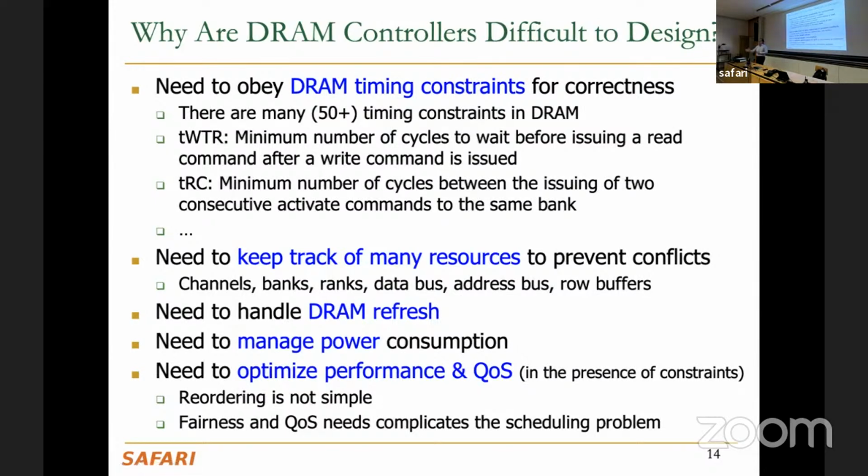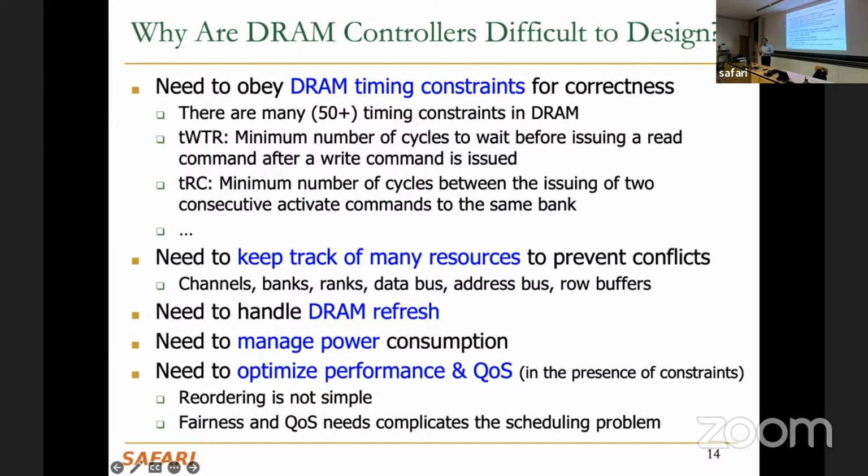If you activated one row, and if you want to activate another row, you need to wait for some time. That's the row cycling time, and that's usually pretty long. And then there are many others, of course. On top of this, you need to keep track of many resources to prevent conflicts, to keep track of timing constraints. There are many different timing constraints there.